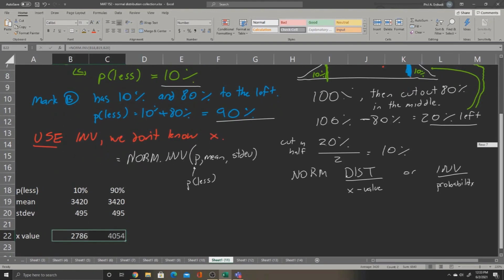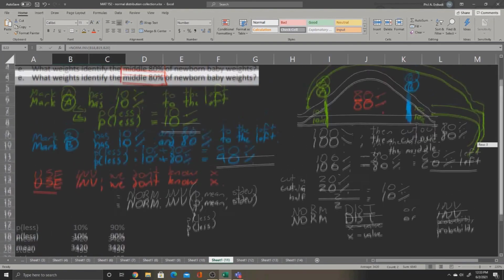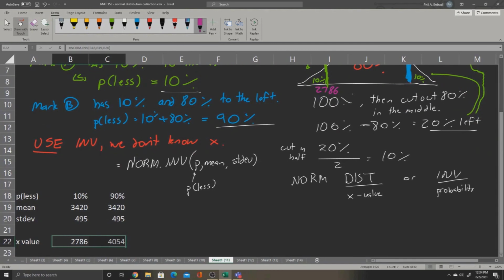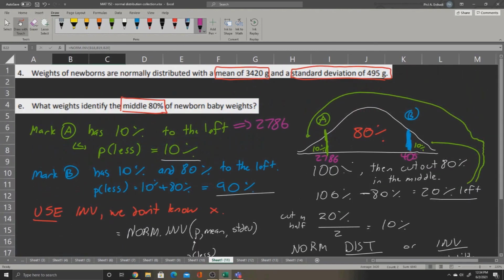So on our picture, our first x value is 2,786. So mark A, we can say the low cutoff is 2,786. Our higher cutoff is 4,054. We'll put that next to mark B. Those would be the weights that identify the middle 80%. We must give the lower cutoff and the higher cutoff. We'll have to give both mark A and mark B as our answers.